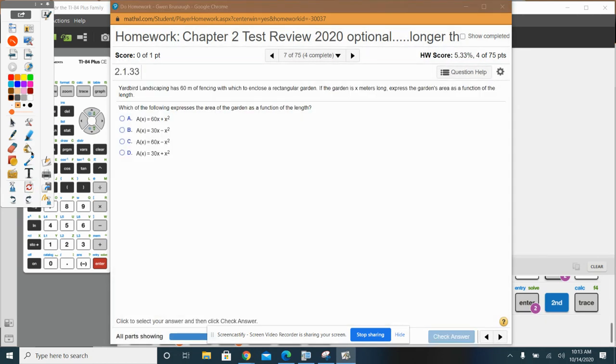Okay. Here are some word problems. So we'll go ahead and do these. You have a landscaping company that has 60 meters of fencing, and it's going to be a rectangular garden. The garden is X meters long. What will the area be?